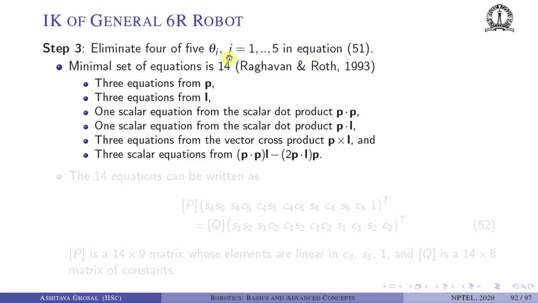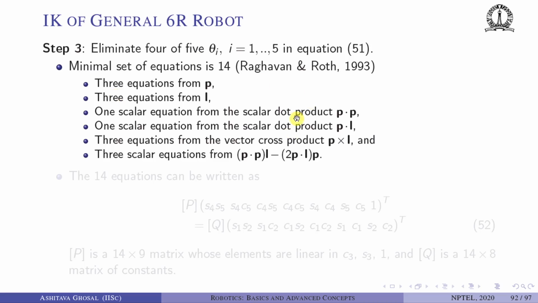And how do we do that? This is the contribution of Raghavan and Roth in 93. We obtain a minimal set of 14 equations: 3 equations from P, equating P from both sides, 3 equations from L, 1 scalar equation which is the dot product P dot P, 1 scalar equation from P dot L, 3 equations from P cross L, and 3 scalar equations from this vector equation (P dot L minus 2P dot L into P). So 3 plus 3 is 6, plus 2 is 8, plus 6 is 14 equations.